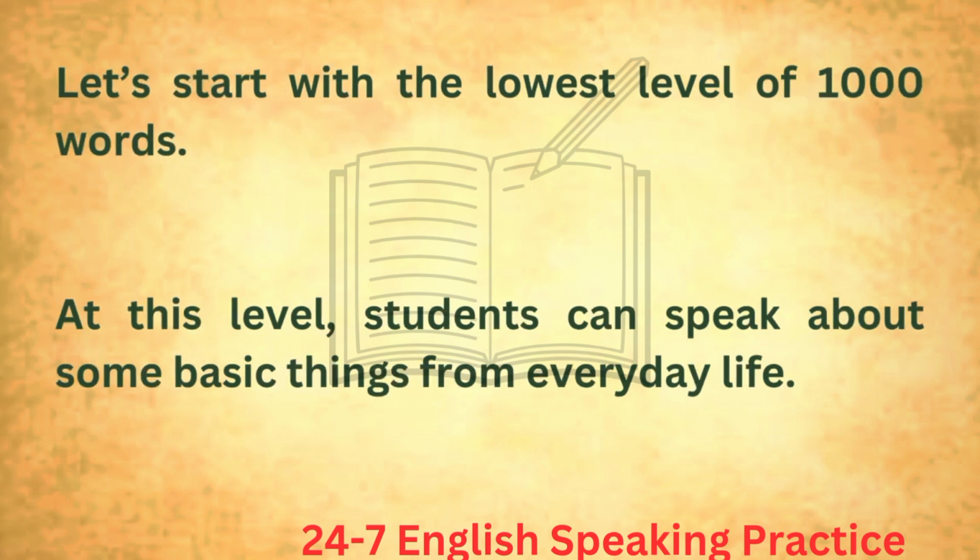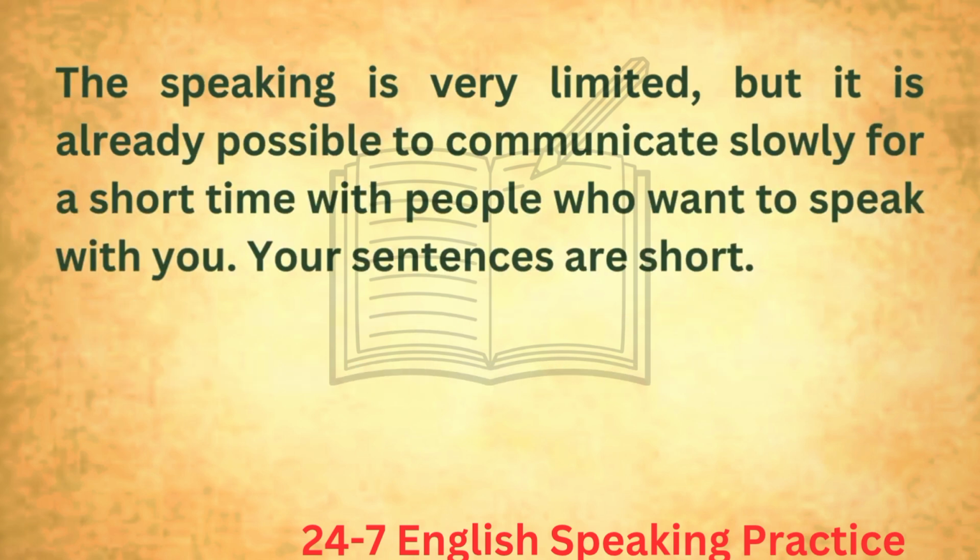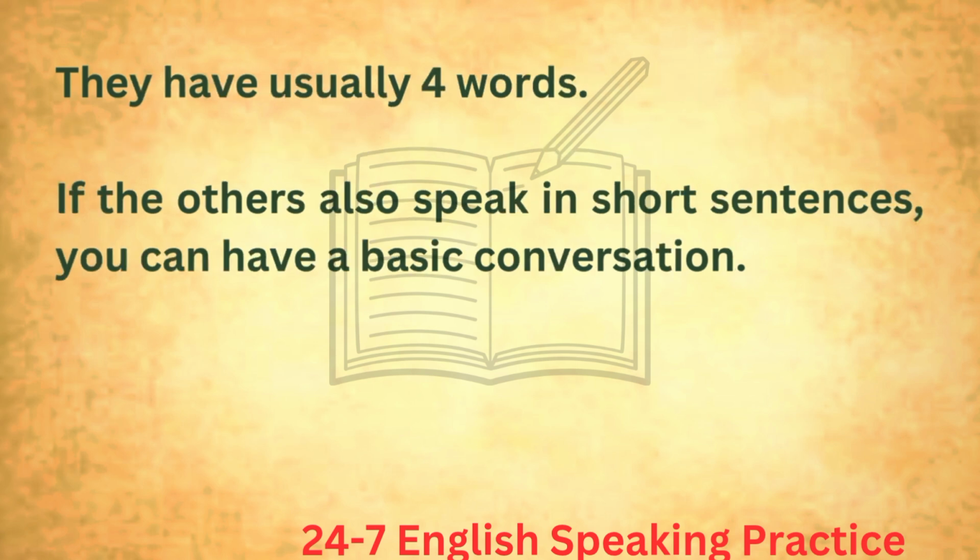Today, we will speak about different levels of English and what you should be able to do at these levels. Let's start with the lowest level of 1,000 words. At this level, students can speak about some basic things from everyday life. The speaking is very limited, but it is already possible to communicate slowly for a short time with people who want to speak with you. Your sentences are short. They have usually 4 words. If the others also speak in short sentences, you can have a basic conversation.